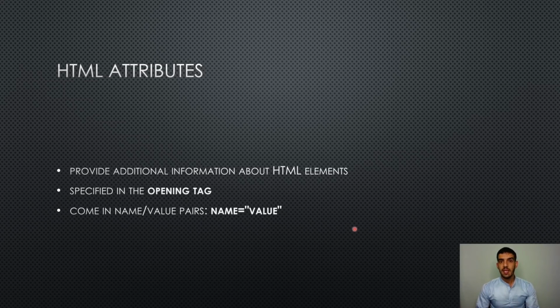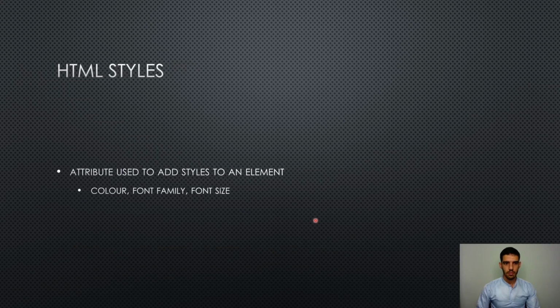A while ago, I was telling you about the src attribute and the language attribute. So what are attributes? Attributes are pieces of additional information about the HTML element, and they are written inside the opening tag of the element. Attributes come in name and value pairs. So it is going to be something like this.